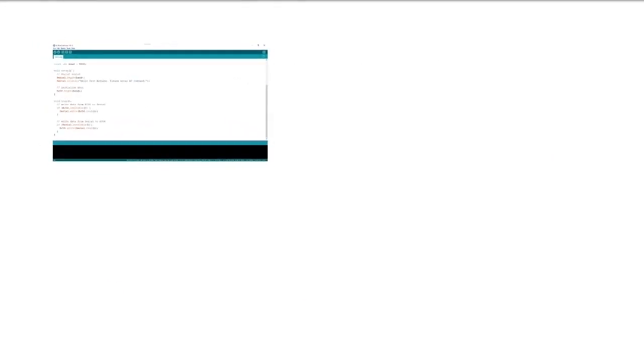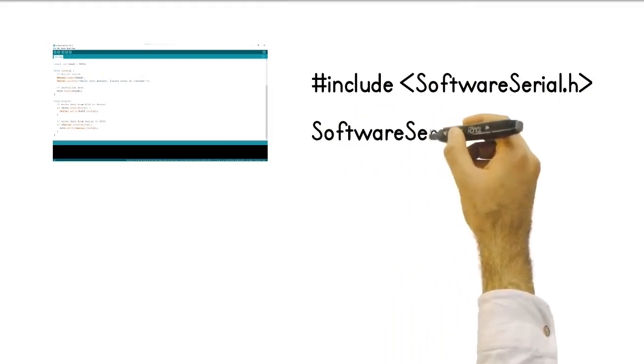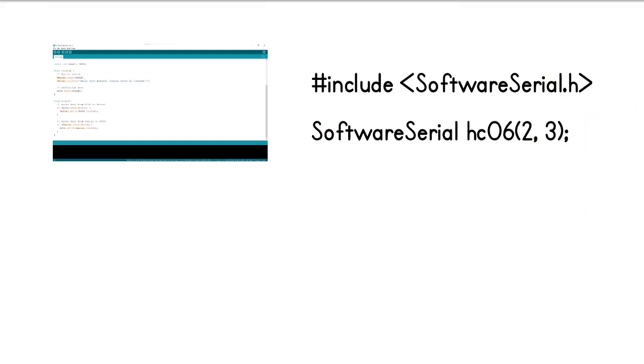The Arduino sketch for sending AT commands to HC-06 to configure it is pretty straightforward. The first line of code tells that you will be using software serial. Then you declare that the variable HC-06 is a software serial object, with pin 2 being the receive pin, and pin 3 being the transmit pin. Note the receive pin of Arduino is connected to the transmit pin of HC-06, and the transmit pin of Arduino is connected to the receive pin of HC-06.